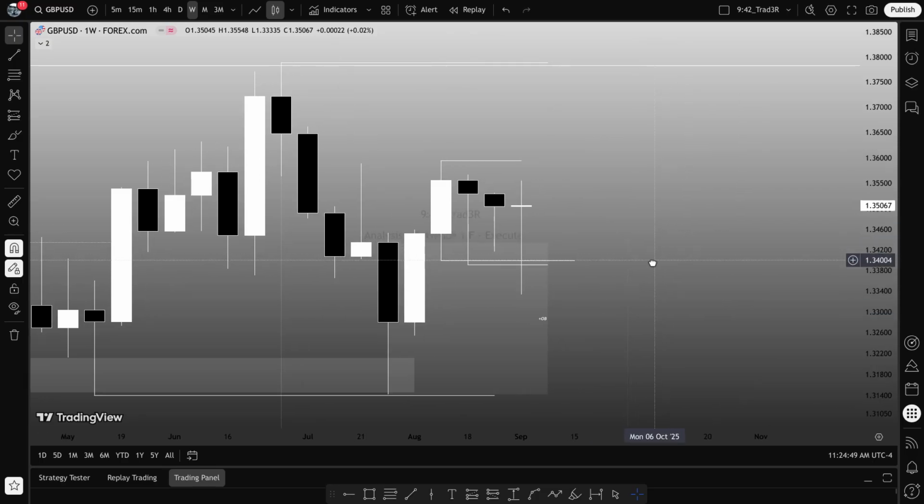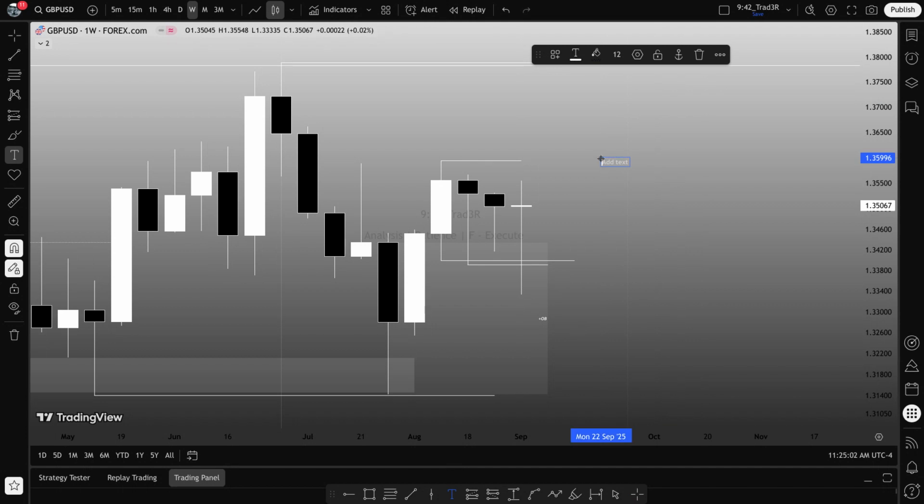So first things first, I'll run through the steps that I like to consider before looking for a trade idea. First I need to ask myself this: what's the DOL? Meaning, what's the drawn liquidity? That's the first question I like asking myself on the higher time frame.